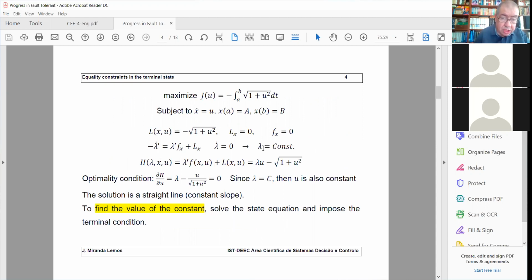So you lose conditions to find the pseudostate, but you still have conditions on the state. So you have to carry on these constants on the pseudostate up to the end, solve the state equation with the optimal u, and then apply the terminal conditions to find what these constants are.